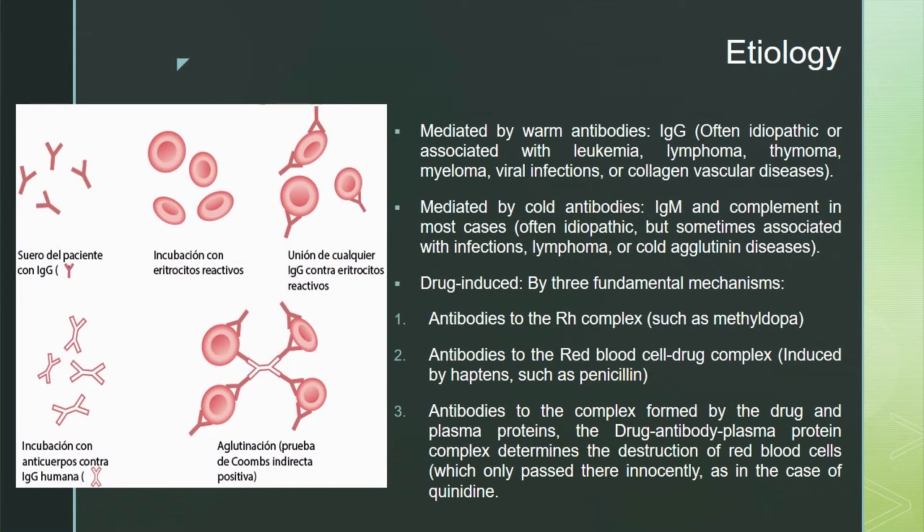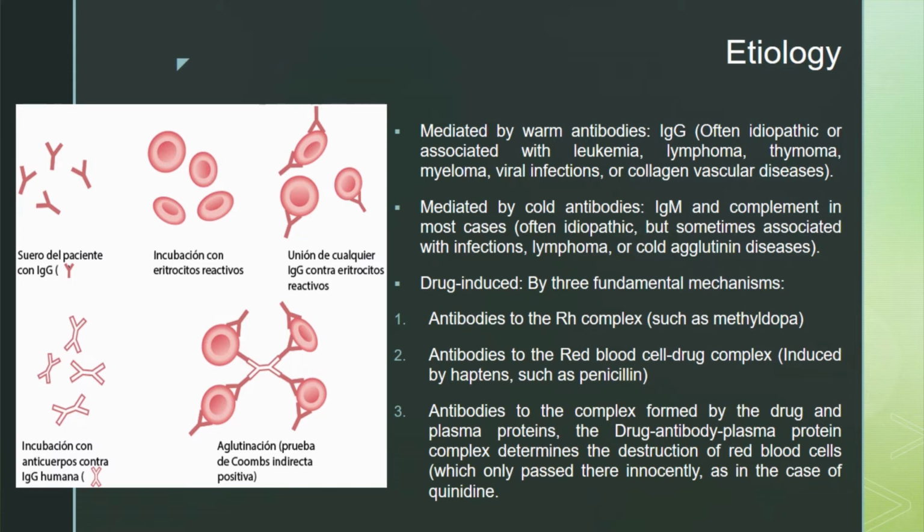Etiology. If mediated by warm antibodies such as immunoglobulin G, it is often idiopathic or associated with leukemia, lymphoma, thymoma, myeloma, viral infections, or collagen vascular disease. If it is mediated by cold antibodies such as immunoglobulin M and complement, in most cases it is also idiopathic but sometimes associated with infections, lymphoma or cryoglobulin diseases. And then, there are those induced by drugs.